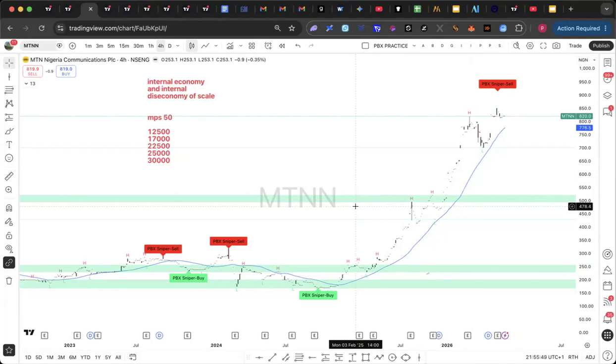Yes, because I was just checking some of my dividends on MTN. I saw that last year, October or November. BOA Cement paid in January or something, and all of those things. So this is how you do what we call internal economy of scale. But if you are not taking advantage of it, you are doing yourself internal diseconomy of scale.